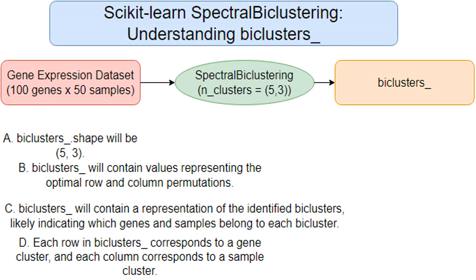This is incorrect. The structure of Biclusters isn't a simple gene cluster X sample cluster matrix. It's a more complex representation of group membership, showing which genes and samples fall into each group.